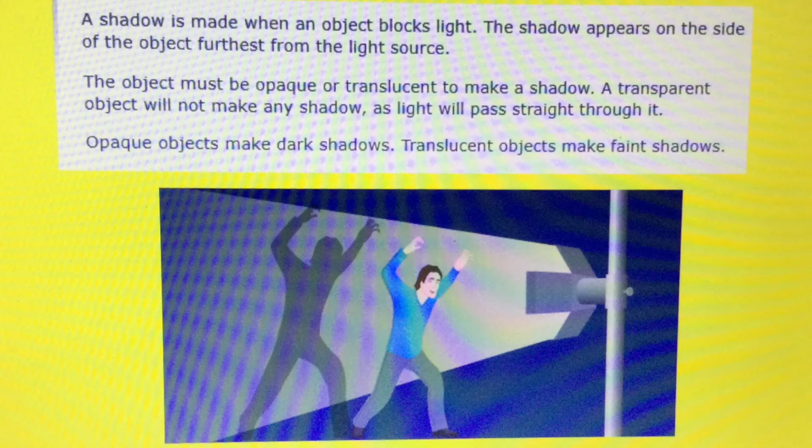A shadow is made when an object blocks light. The shadow appears on the side of the object furthest from the light source. The object must be opaque or translucent to make a shadow. A transparent object, like glass, will not make any shadow, as light will pass straight through it. Opaque objects make darker shadows, and translucent objects make faint shadows.